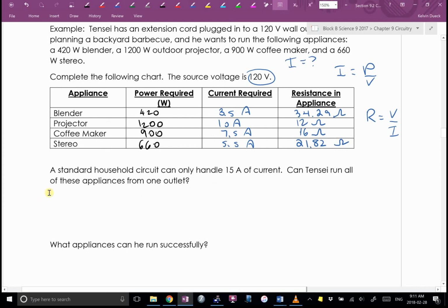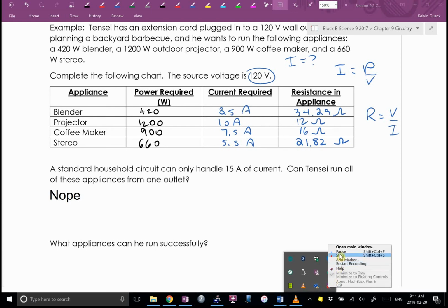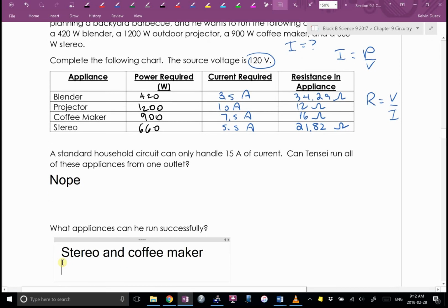So Tensei, these are his plans. But your standard household outlet can only handle 15 amps. Can he run all of these from one outlet? Nope. Hey, which appliances or which combinations of appliances can he run successfully? Hang on, we'll pause for 1 second. But if we could have grade 9 students. What combinations of appliances can he run successfully? Stereo and coffee maker. Any other combinations?